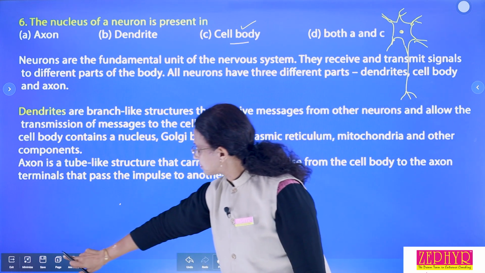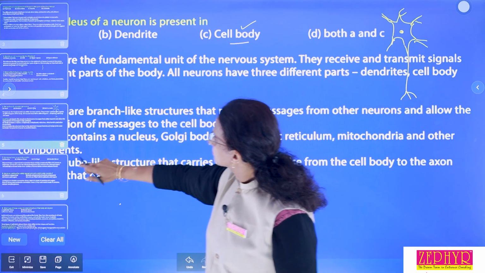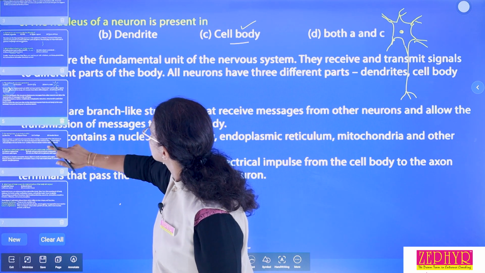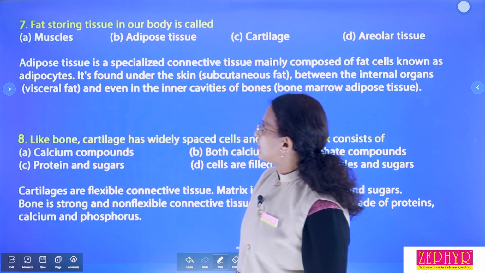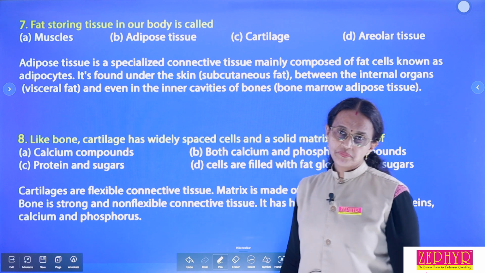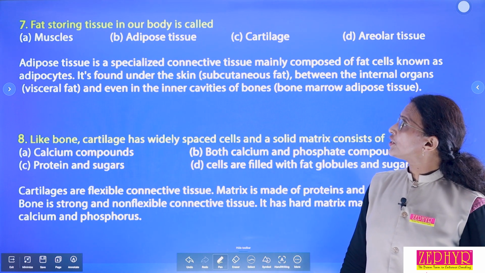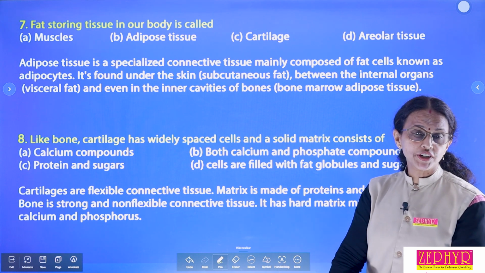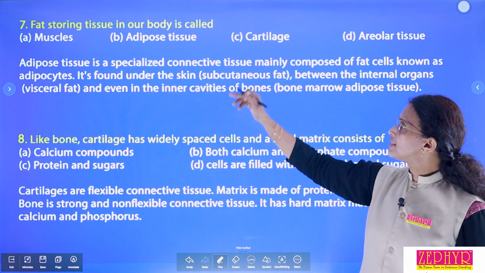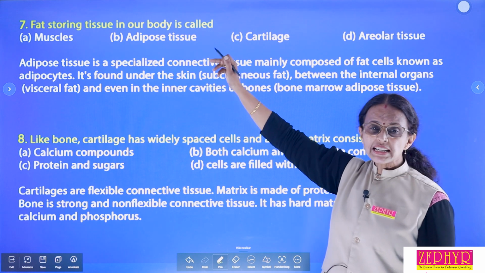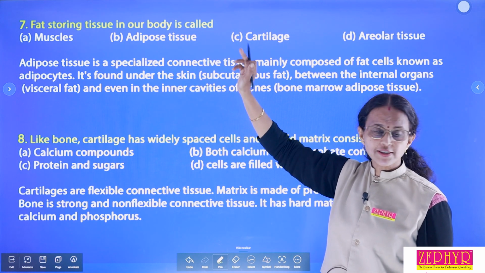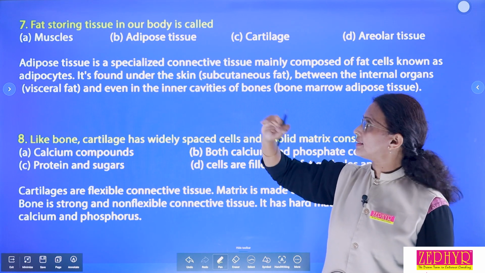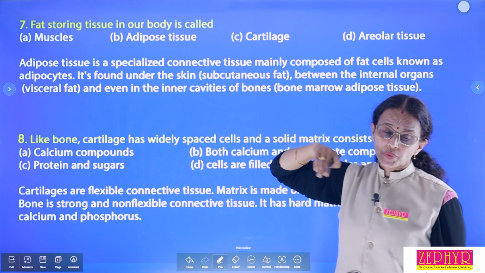Then next question. Question number 7. Fat storing tissue in our body is called. You know that muscular tissue, that is muscles, is of 3 types. You already discussed that. Then adipose tissue.